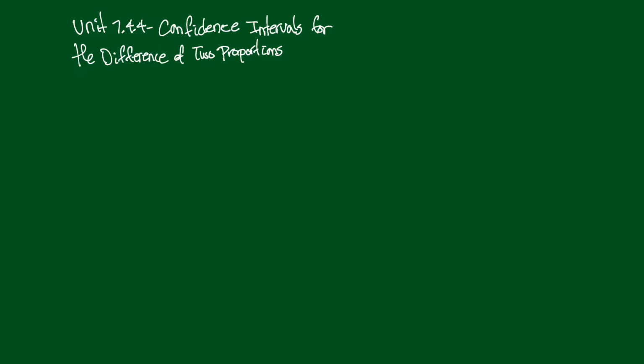Now we're going to take a look at how to construct a confidence interval for the difference of two proportions. So we're going to have something like this. I have two proportions, one in each sample, and I'm going to look at the population proportions and estimate their difference, P1 minus P2. I want the difference between these two population proportions.